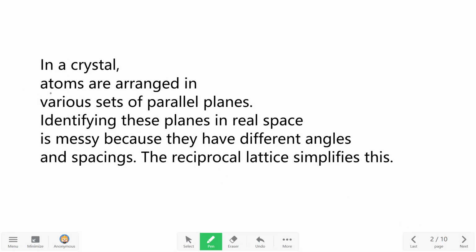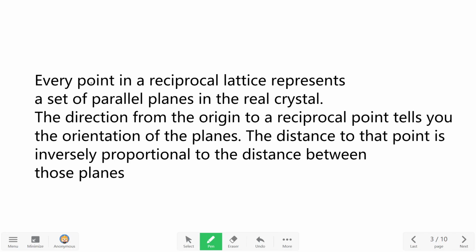Now you can read this. Atoms are arranged in various sets of parallel planes because they have different orientations. Identifying these planes is difficult in real space, but when we go to reciprocal space, each point in reciprocal space represents a set of parallel planes, and therefore the discussion is simplified. You can read this. Now let's go to the mathematical definition of reciprocal lattice.